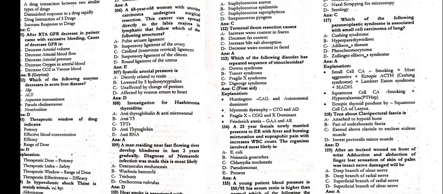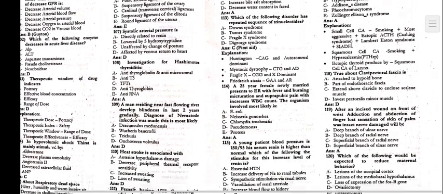106, a 68-year-old woman with the uterine carcinoma undergoes a surgical resection. The cancer can spread directly to the labia majora and the lymphatic flow follows which of the following structures? That is E, round ligament of uterus. 107, the systolic arterial pressure is affected by the venous return to the heart.